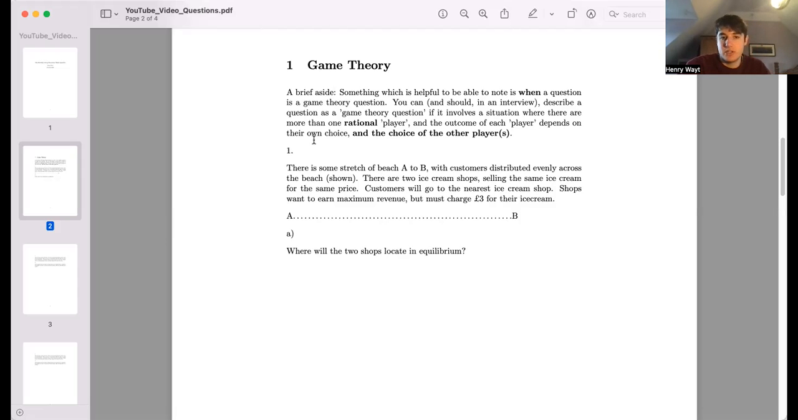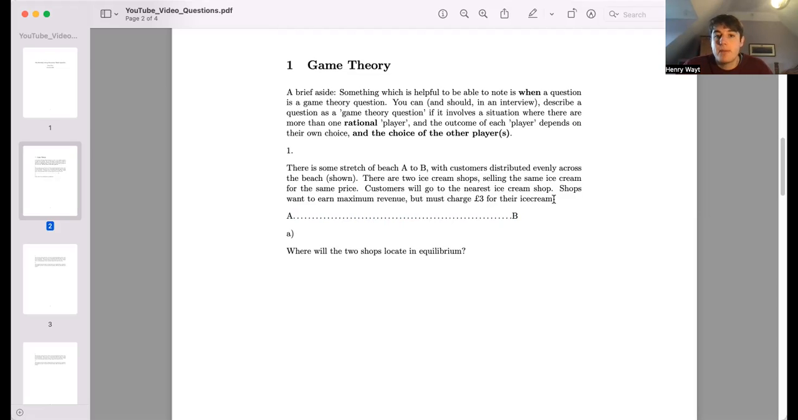So let's give this question a read. There's some stretch of beach AB, so it just goes from A to B, with customers distributed evenly across the beach. And this is shown below. There's two ice cream shops selling the same ice cream. So it's the exact same ice cream at the exact same price. So they can't differentiate by quality or by price. But what they can differentiate by is location. So customers will go to the nearest ice cream shop.